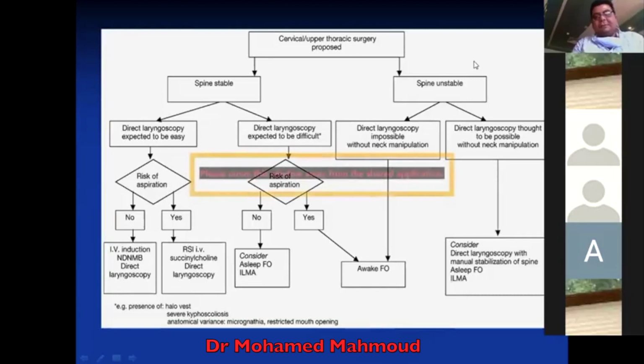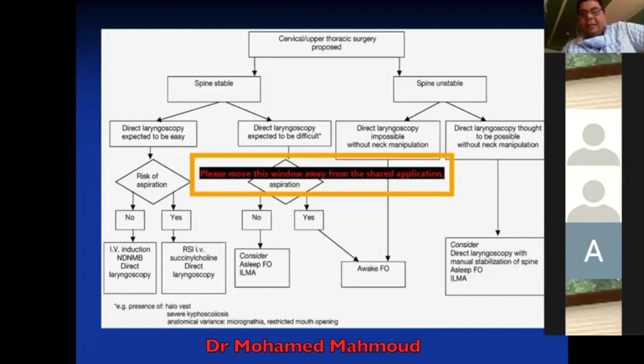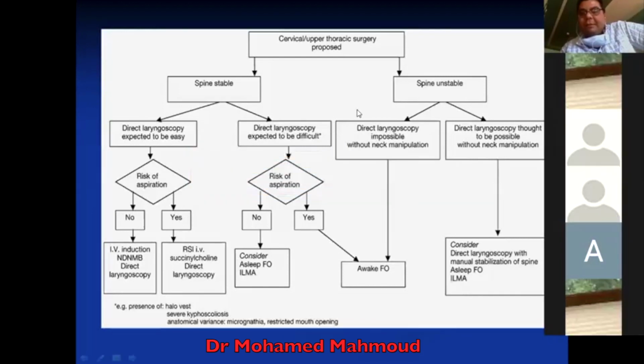The second line, if the spine is unstable, and direct laryngoscopy is expected to be impossible without neck manipulation, go through awake fiber optic from the start. But if direct laryngoscopy may be possible, we can consider direct laryngoscopy with manual in-line stabilization, or asleep fiber optic, or intubating laryngeal mask.